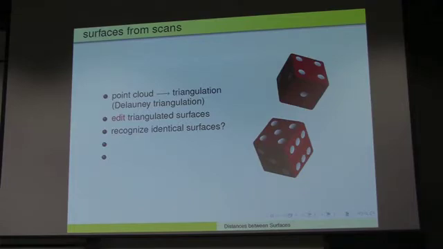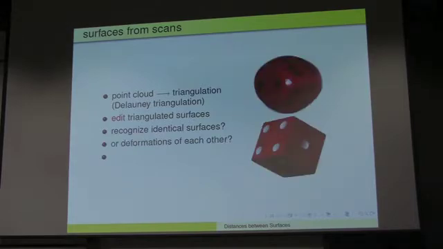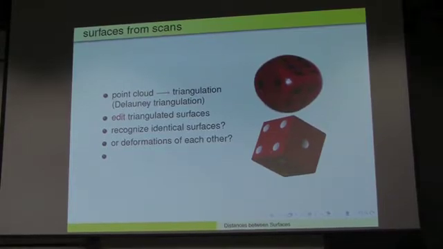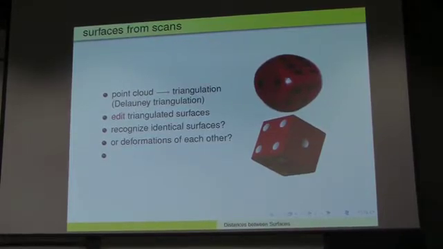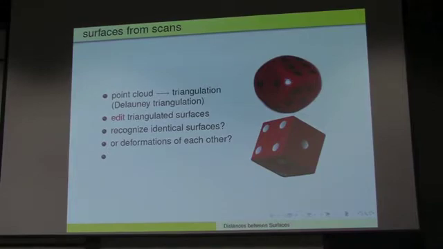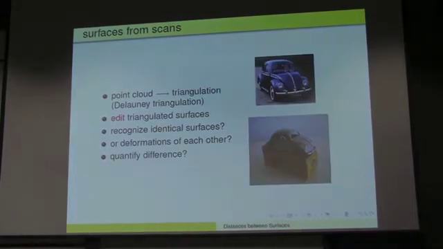Well, you can see that if you have twice the same object and you scan it twice, it's not immediately obvious that you will recognize it as being twice the same object. The point cloud will be different, your surface will be different. How are you going to recognize it's the same thing? Or, a very similar thing, not quite the same thing, but very similar. How would you quantify the difference between two objects?